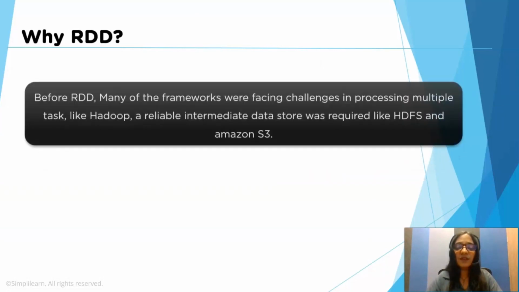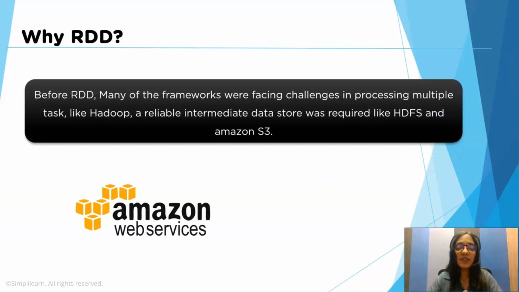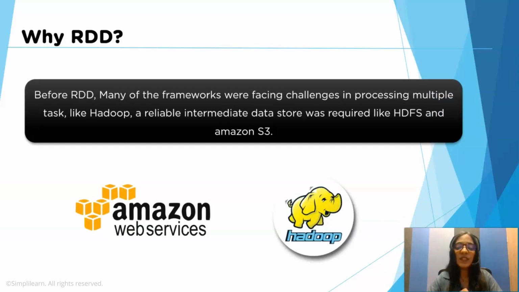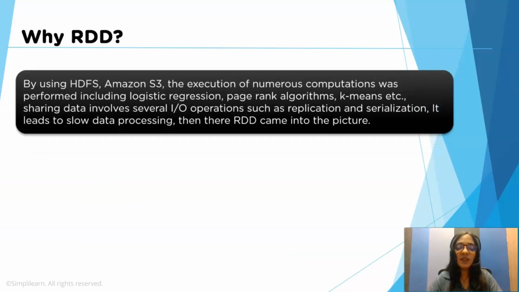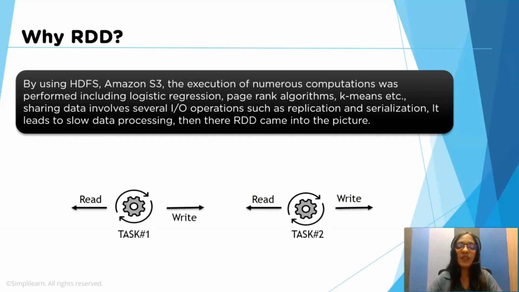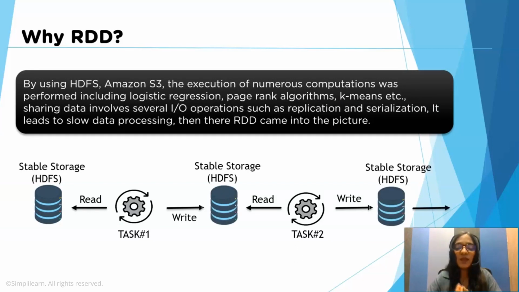Before, many of the frameworks were facing challenges in processing multiple tasks. Like Hadoop, a stable intermediate data store was required, such as HDFS and Amazon S3. By using these media, numerous computations were performed, including logistic regression, the PageRank algorithm, k-means, etc. Sharing data involves several input-output operations such as replication and serialization. It leads to slow data processing. Therefore, there was a demand for something that could solve the issue of input-output operations while resolving the problem of high memory drain. Then RDD came into the picture.